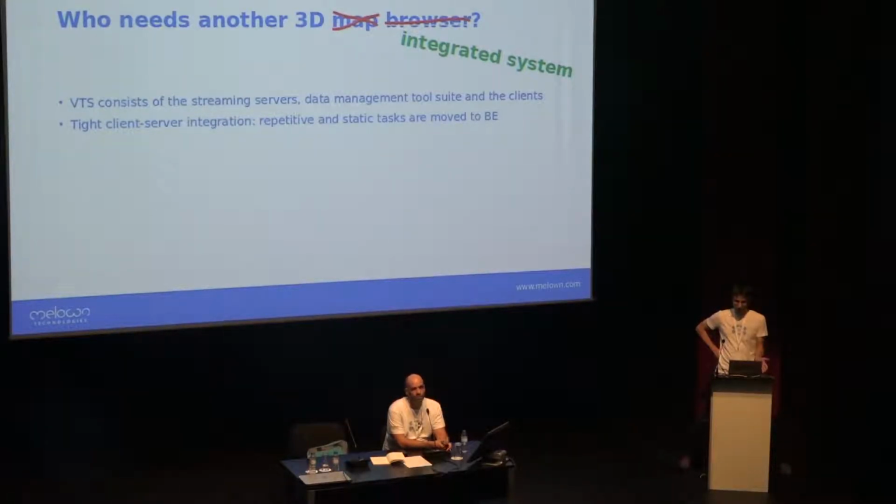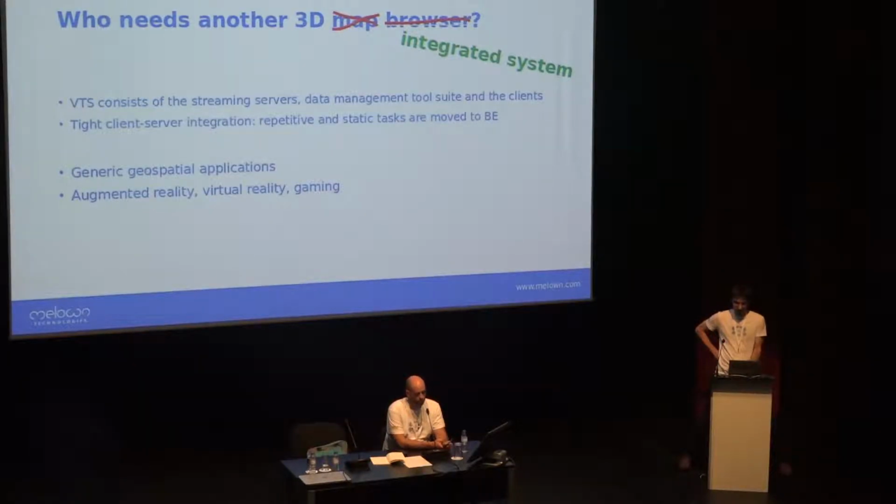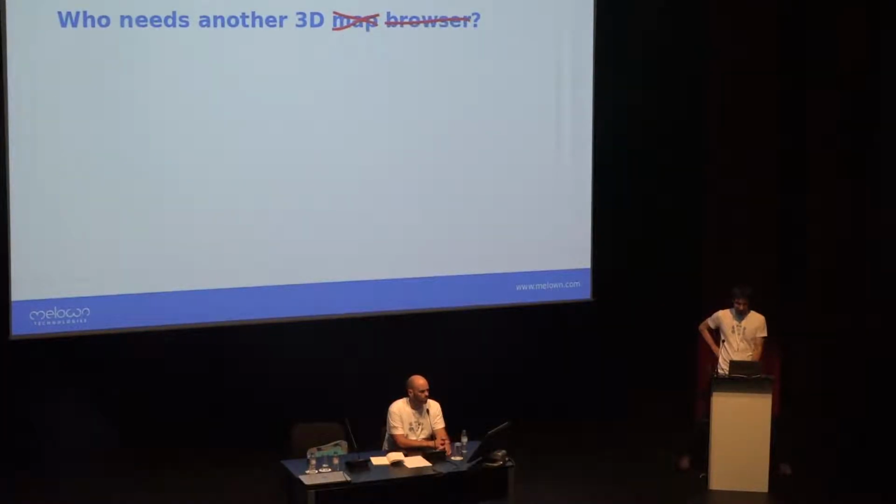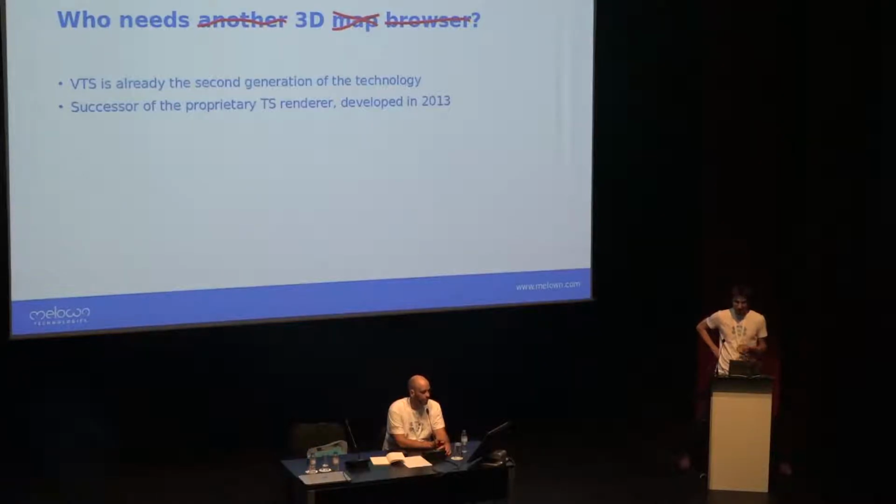And it's not just an integrated system for map streaming. It's meant for generic geospatial applications, like we said, augmented reality, virtual reality, and gaming. So we call it a more integrated system for virtual landscape streaming. And one last thing, we certainly think it's not another 3D browser, because the development started pretty early, actually in 2013. It's already a second generation of the technology, so we went through some, in some sense, dead ends or whatever. So it's really mature technology.